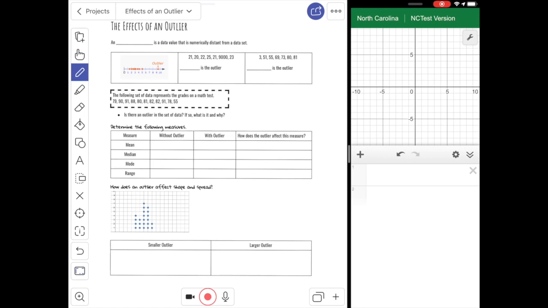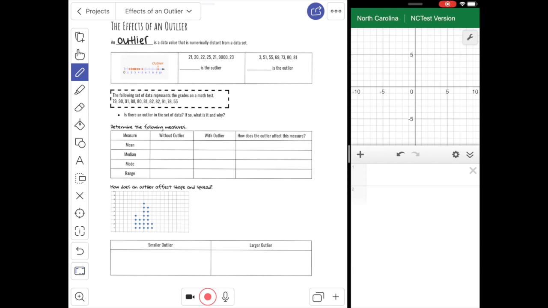All right, today we're going to look at the effects of an outlier. So what is an outlier? It is a data value that is numerically distant from the rest of the data set. We're going to look at outliers, analyze the numbers, and calculate the outlier based off of the formula.